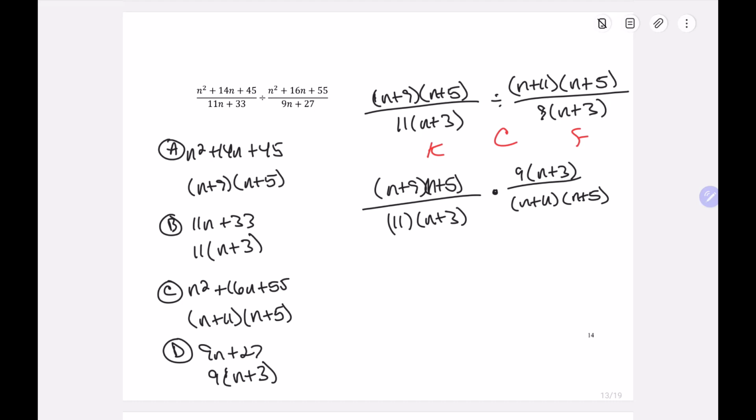Now all we have to do is go back and cancel what's in common. We can see we have an n plus 3 in common in the top and the bottom. We have an n plus 5 in common in the top and the bottom. And that is all that we have left that can cancel. And so our answer would be 9n plus 9 all over 11n plus 11.